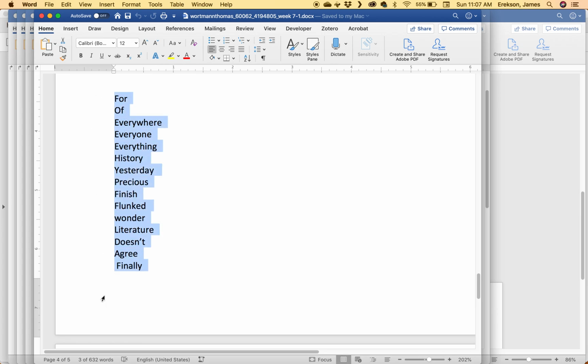But to me, this list is useless until it's something that has been collected and started to be analyzed for patterns. Now, Thomas did that. He just didn't do it on this sheet of paper.